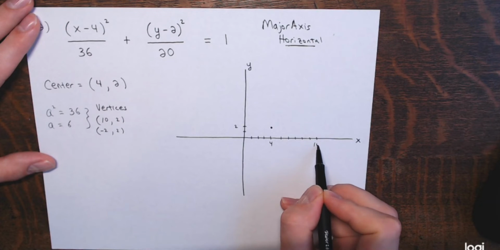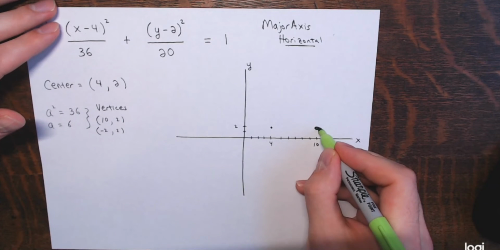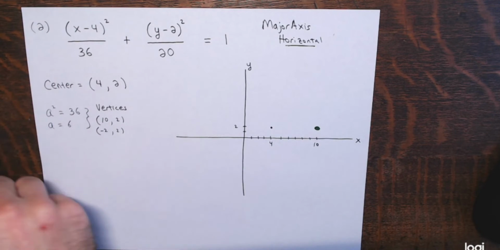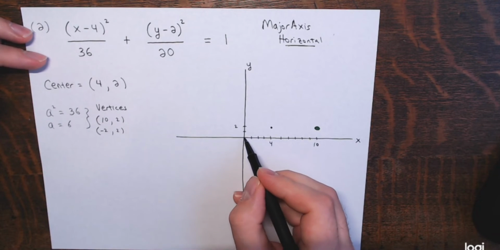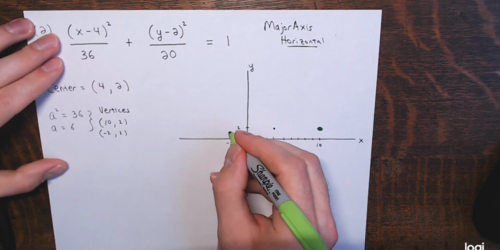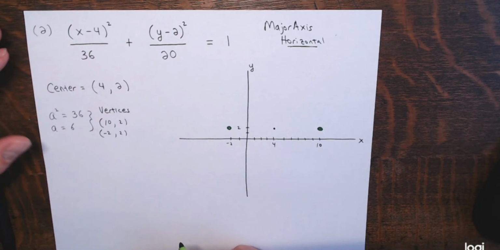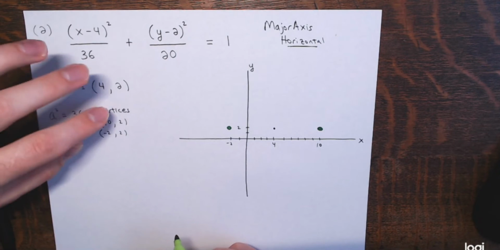So right 6, there's 10, 2 for one of the vertices, one of the ends of the major axis. And then left 6, 4 minus 6 is negative 2, 2 for the other end of the major axis. Those points are actually on the graph of the ellipse. They actually satisfy the equation. And you can check that out yourself.